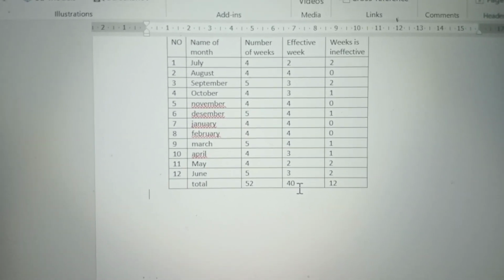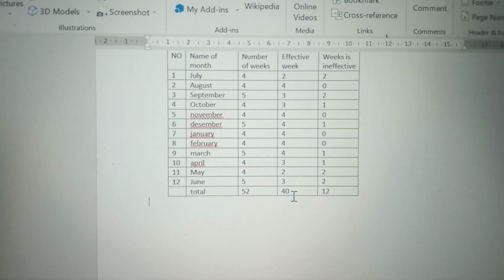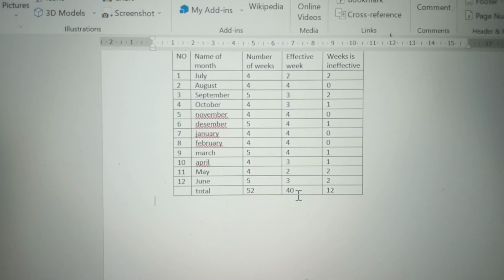So the effective number of weeks in the 2021 to 2022 school year is 40 weeks.